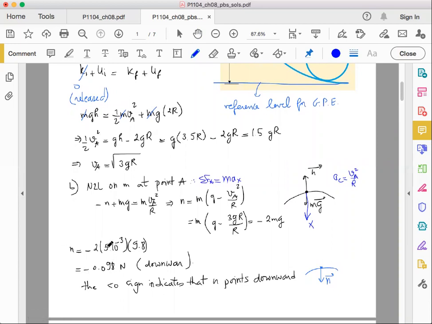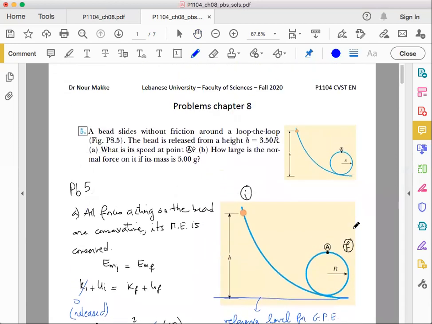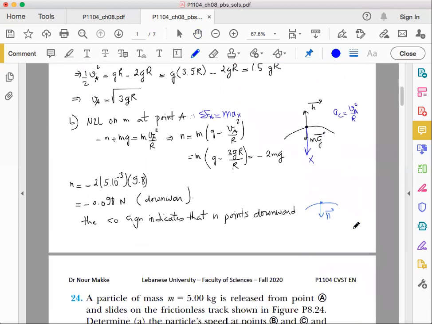In the final result, that means that our projection in this equation was not correct. And so that means that n points downward and does not point upward. So this is it for this problem. We have solved the problem by using the conservation of mechanical energy in the first section and using Newton's second law in the second section.